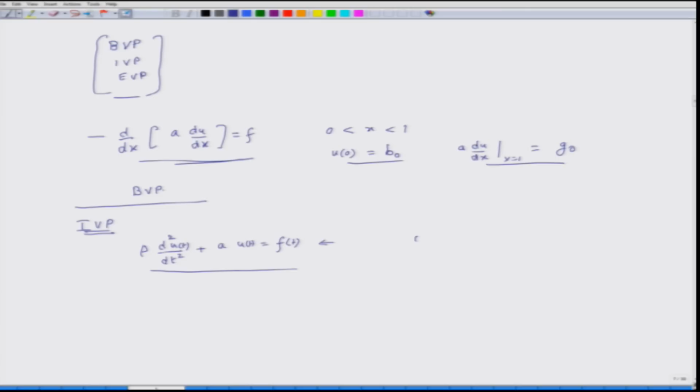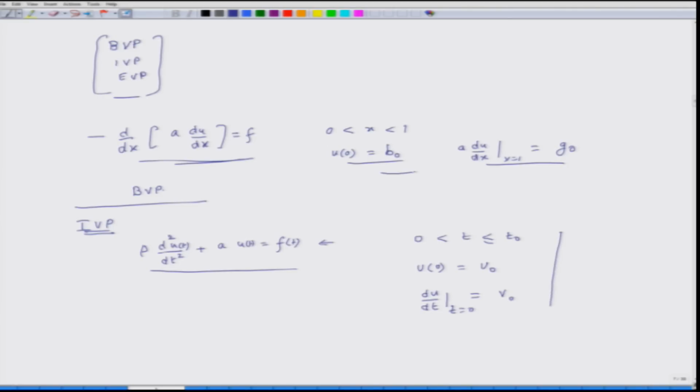And this equation works for different values of time, and the value of u at time t equal to 0 is u naught and the value of its derivative is v naught. Okay. So, this is the initial value problem.